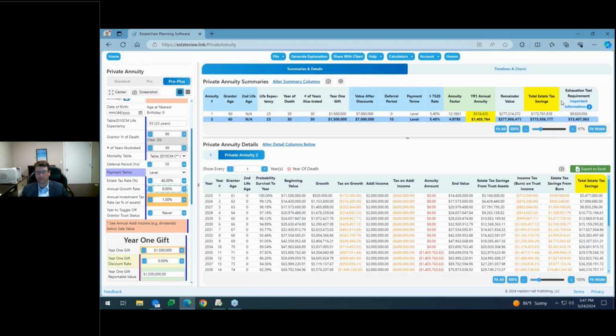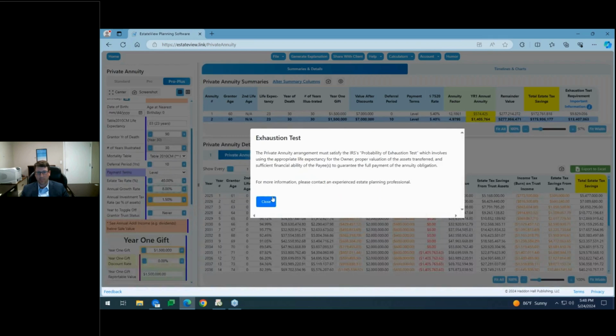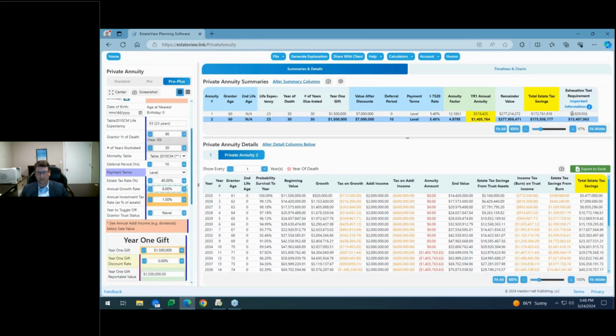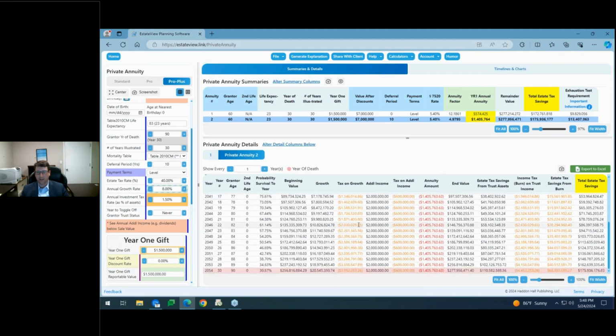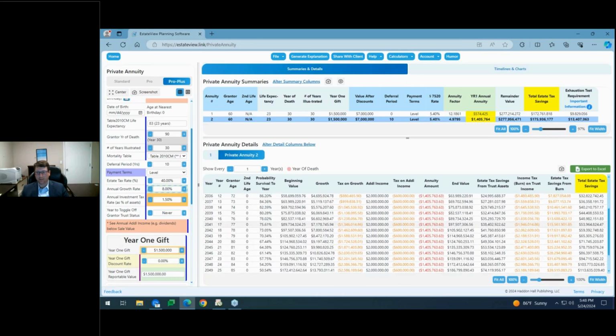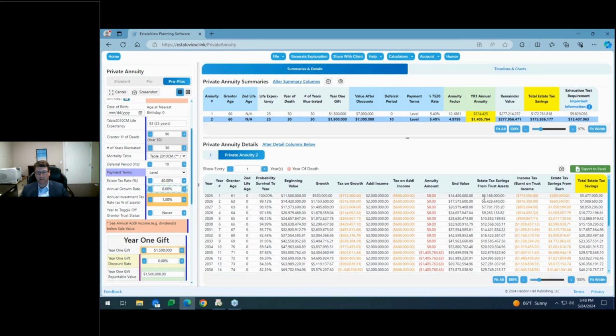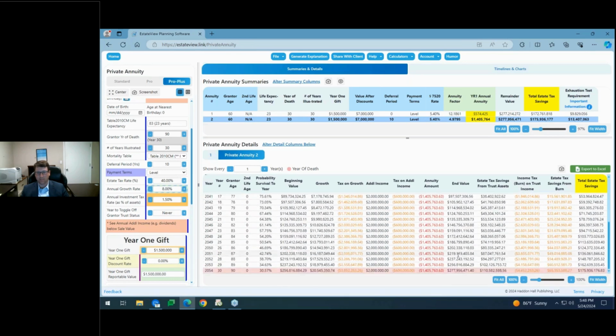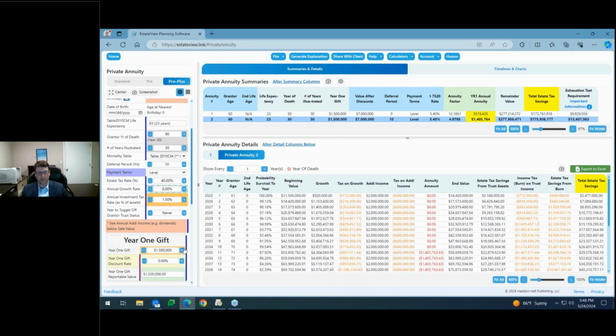What's the remainder value? What is the exhaustion test requirement to make sure we have sufficient assets in the trust to last for a long period of time? And you can compare this to the remainder value to make sure that that's going to be satisfied. Here it's very easily satisfied because of this additional income coming in. So yeah, that shows the estate tax savings associated with this technique and how the trust grows in value over time to pass outside of our estate.